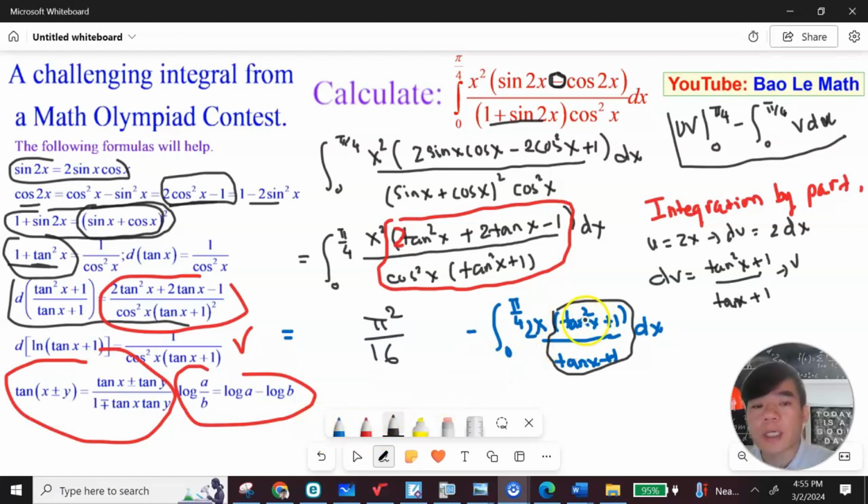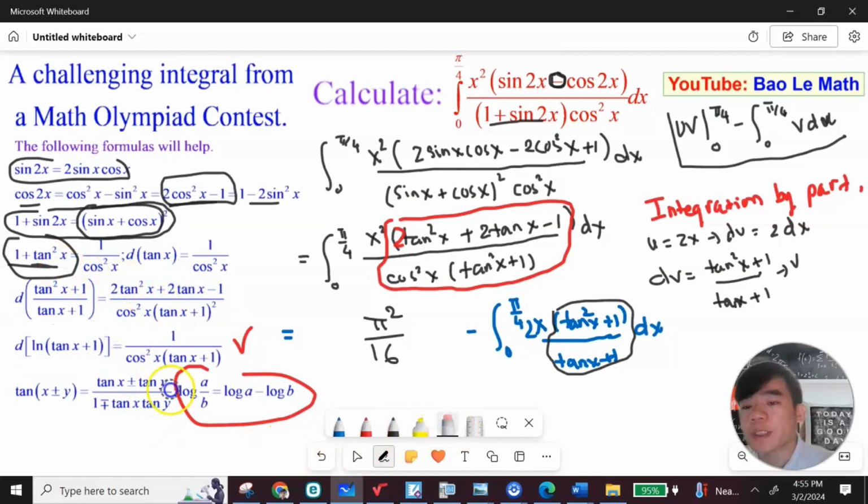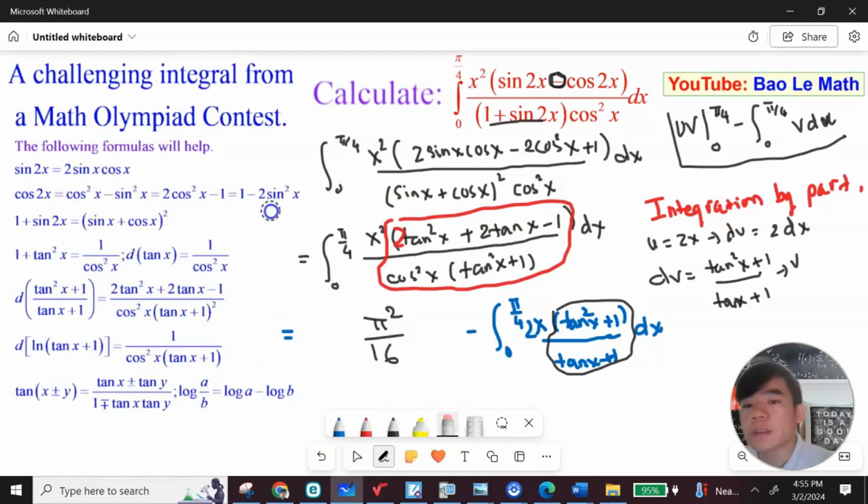Now you see that one, tangent square of s plus 1 right here. Let me erase this one so you can see it. Alright, tangent square of s plus 1 is going to be 1 over cosine square of s, okay? So basically this one I just rewrite.